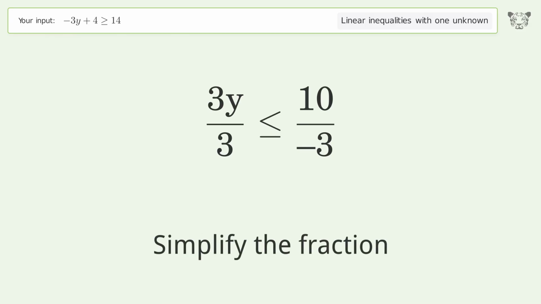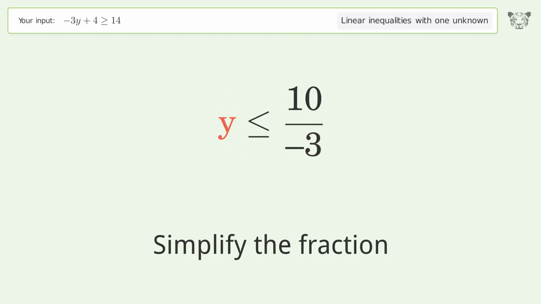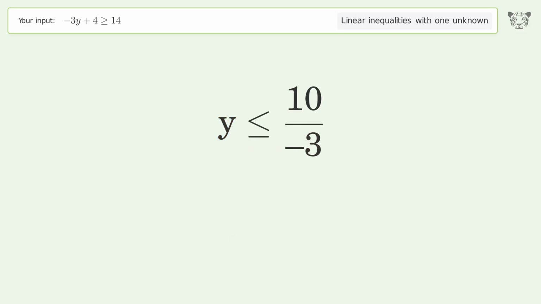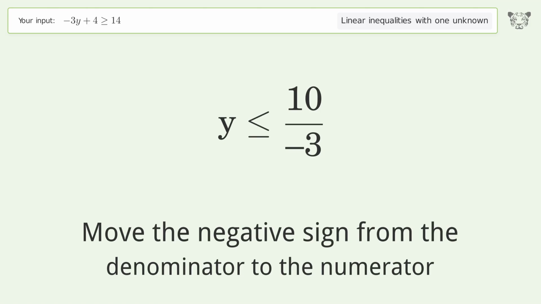Simplify the fraction. Move the negative sign from the denominator to the numerator.